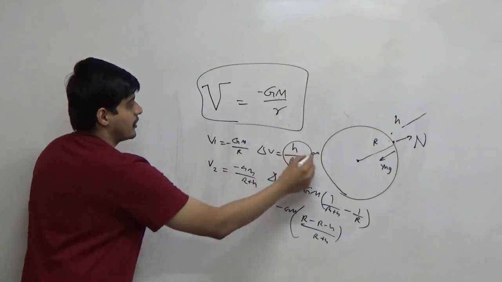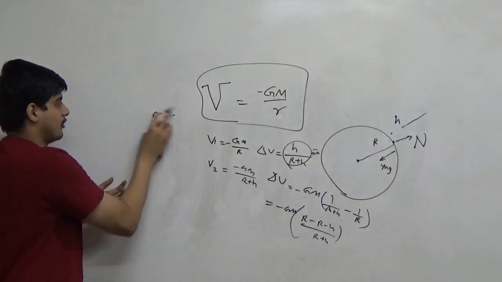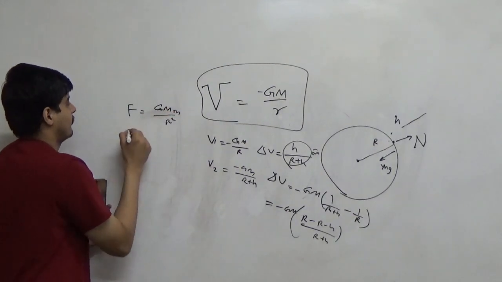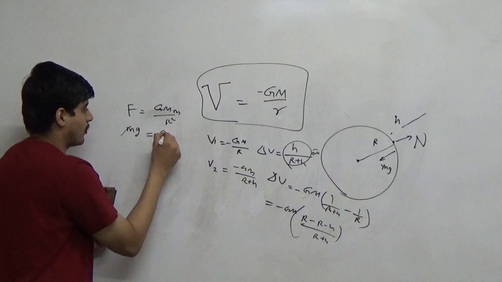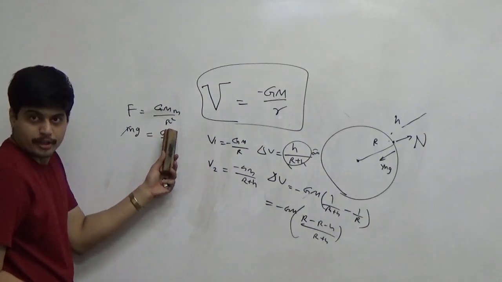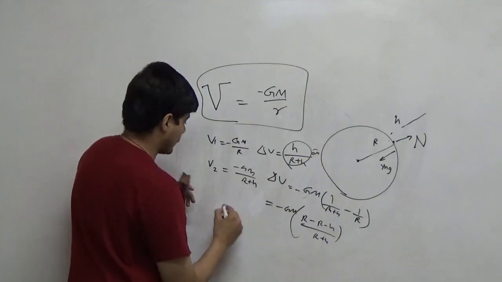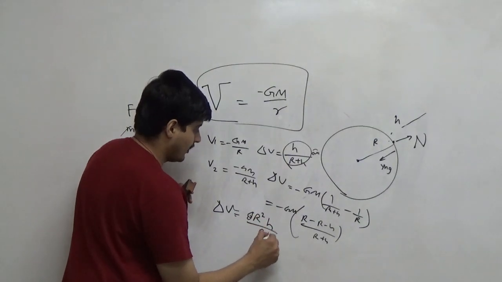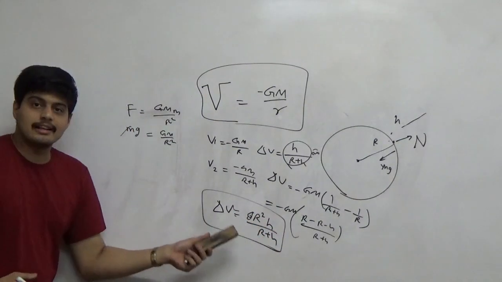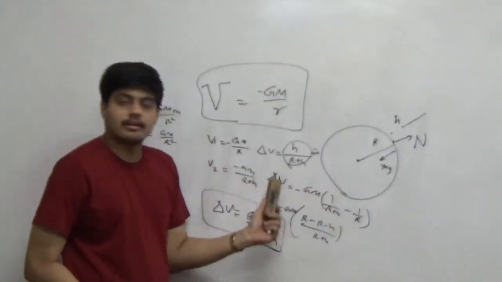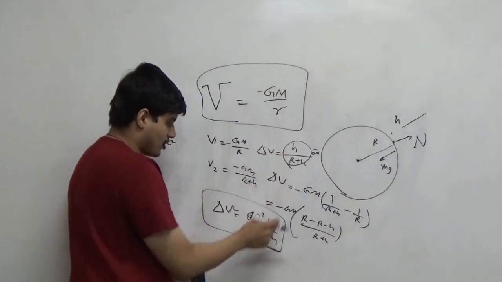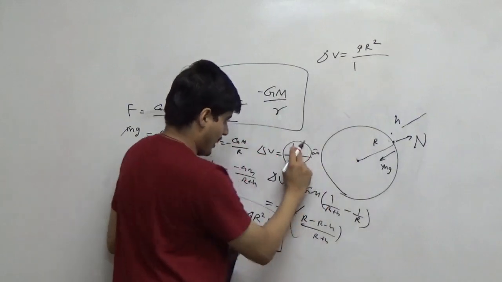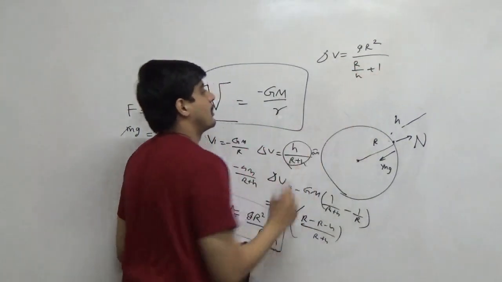I can substitute GM from the mg equation, right? The force F equal to GMm upon r square, which is mg. So I can take this out and say GM upon r square is g. So I substitute GM, the constant always, by g r square. So I get delta V as g r square h upon r plus h. Look at how complicated the behavior of potential has become with respect to height. If I bring this h in the denominator, I get delta V as g r square upon h goes down here, so r by h plus 1.